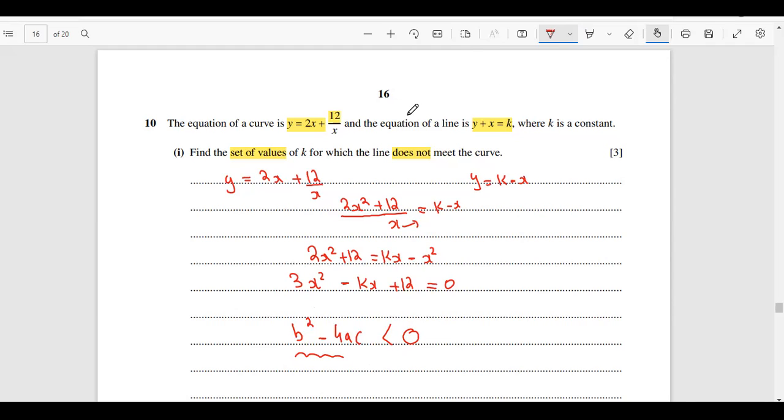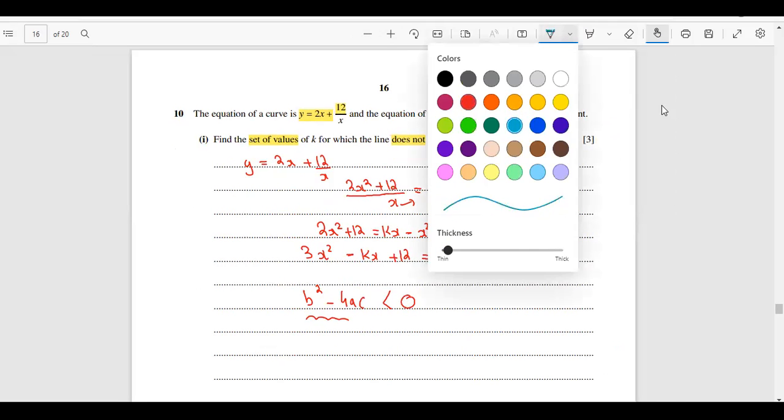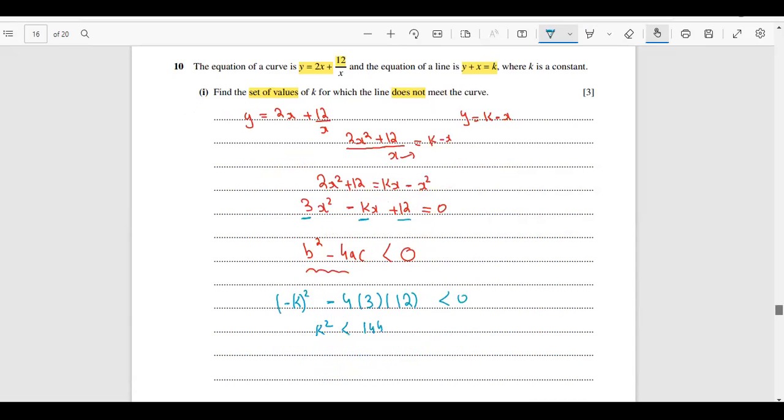Okay. So let's just find out a, b, and c. This is a, this is b, and this is c. So b squared would be k squared, minus 4 into 3 into 12 is less than 0. So k squared would be less than 12 into 12, which is 144. Now, this is a very important point.